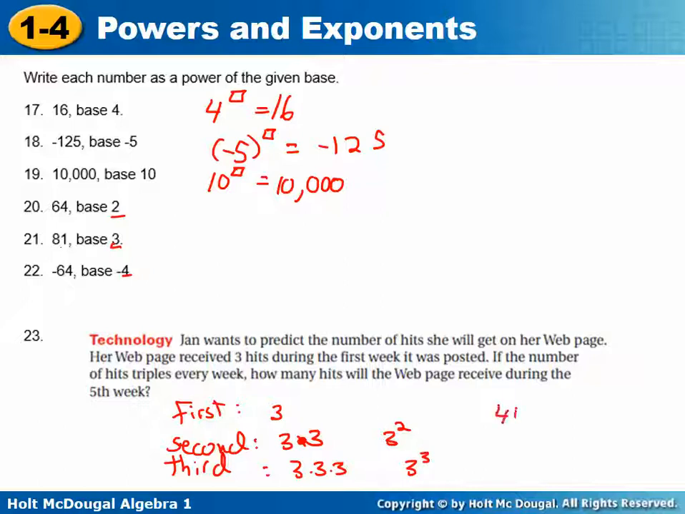So in the 4th week and the 5th week, you can follow the pattern, and then you don't have to even evaluate it. You could just write this as 3 to some power. Figure out what the exponent would be.